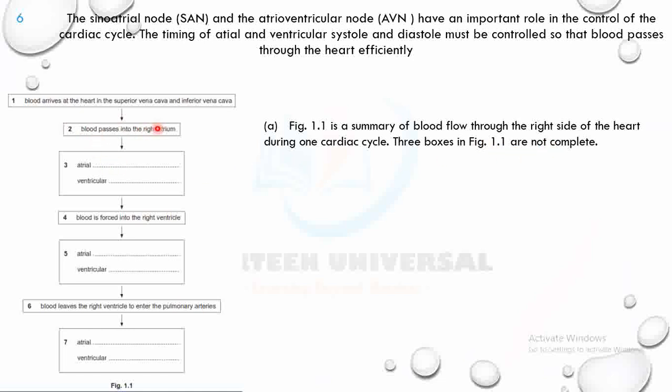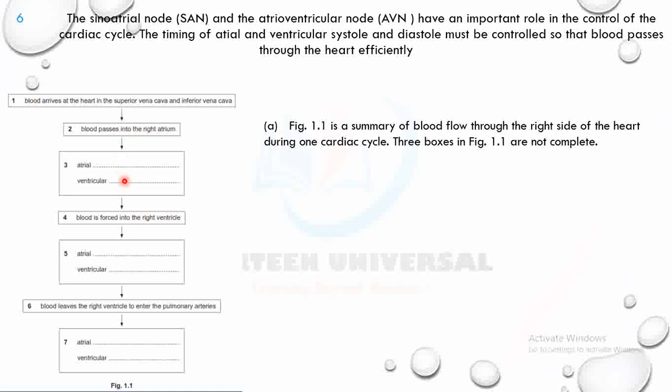So blood passes into the right atrium. So the blood is passing to the right atrium. Why? Because the right atria contract, ventricle relaxes. That's why it's moving. Okay, blood arrives at the heart via the superior vena cava and the inferior vena cava. Okay, so blood passes into the right atrium. So it moves into the right atrium.